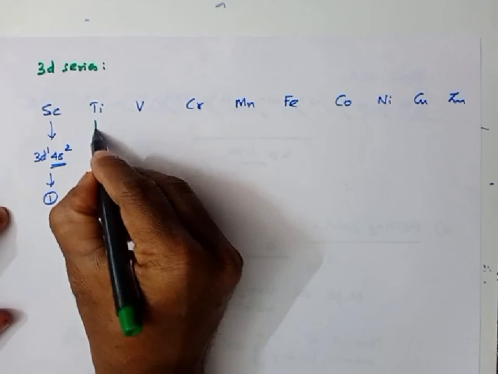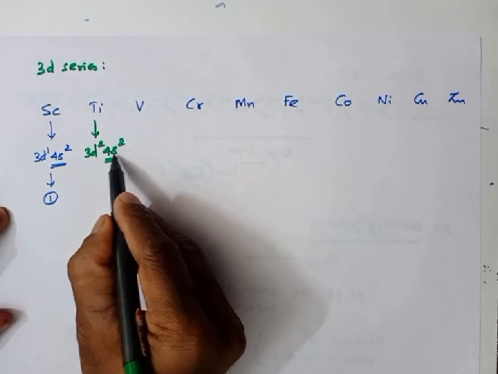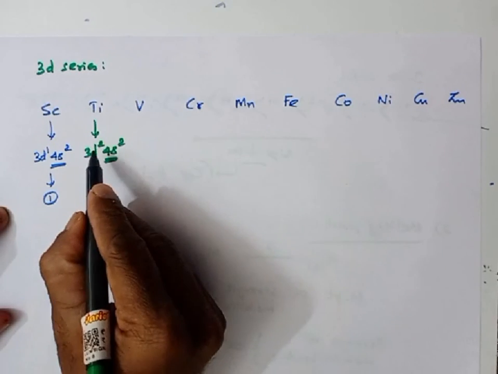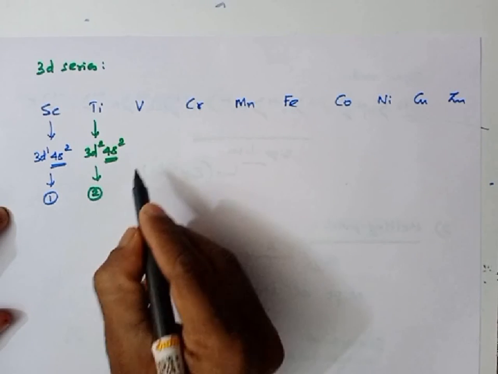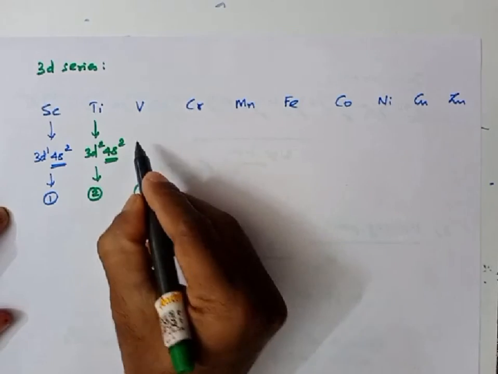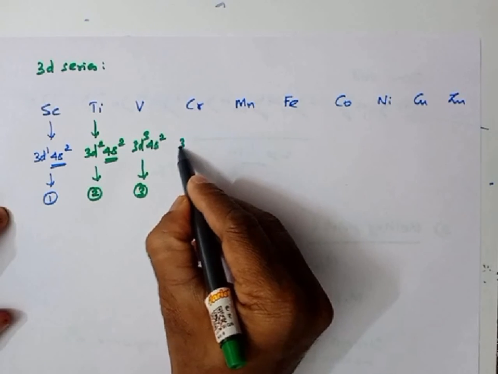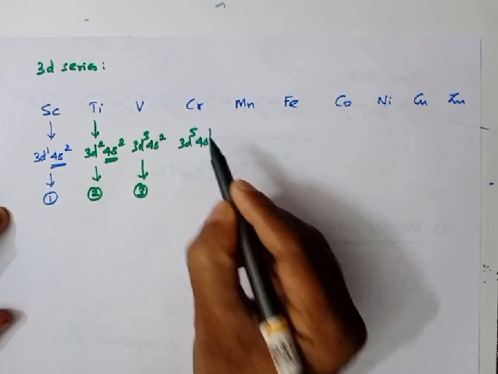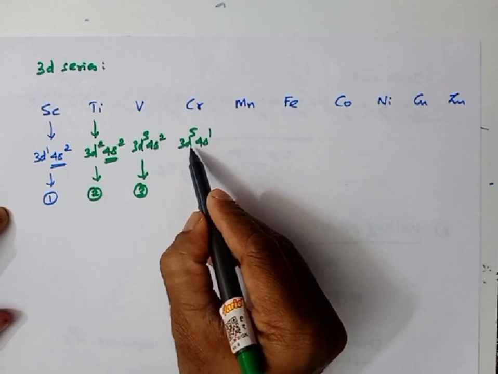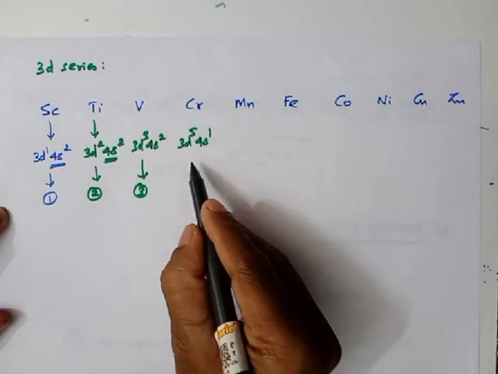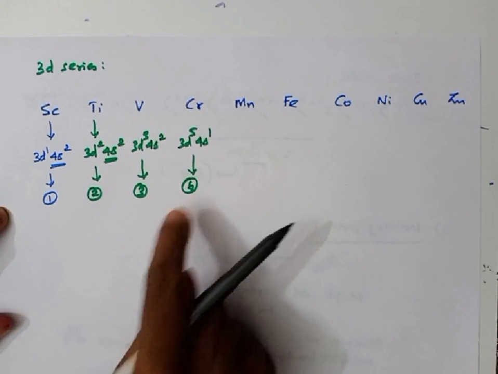If you go to titanium, the electronic configuration is 3d2 4s2. The 2 electrons in the s subshell are paired, whereas the 2 electrons in the d subshell are unpaired. So here we have 2 unpaired electrons. In vanadium we have 3 unpaired electrons, because the electronic configuration is 3d3 4s2. In chromium, you know the configuration is 3d5 4s1. Students observe carefully. In the s subshell we have 1 unpaired electron. In the d subshell we have 5 unpaired electrons. So there are totally 6 unpaired electrons. So chromium has more unpaired electrons.